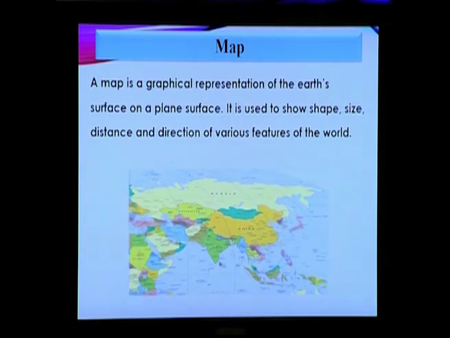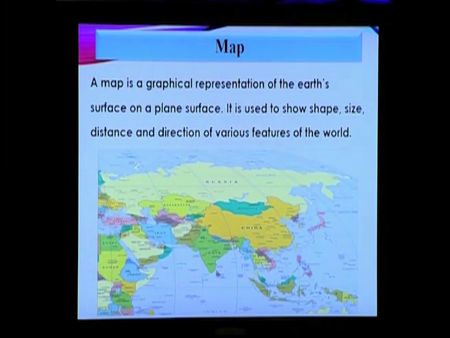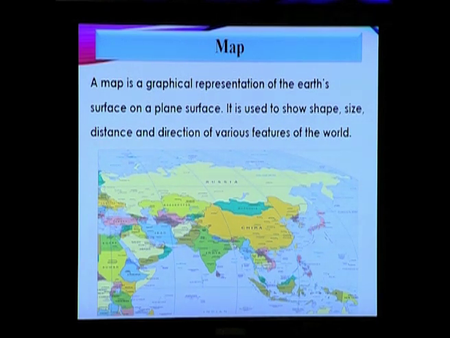Map. Now, what is a map? A map is a representation of the Earth's surface on a plane surface. It is used to show shape, size and direction of various features of the world. So, here if you look at the board, you will see this is a map. Here it shows you the shape, size and direction of different places on the Earth surface.